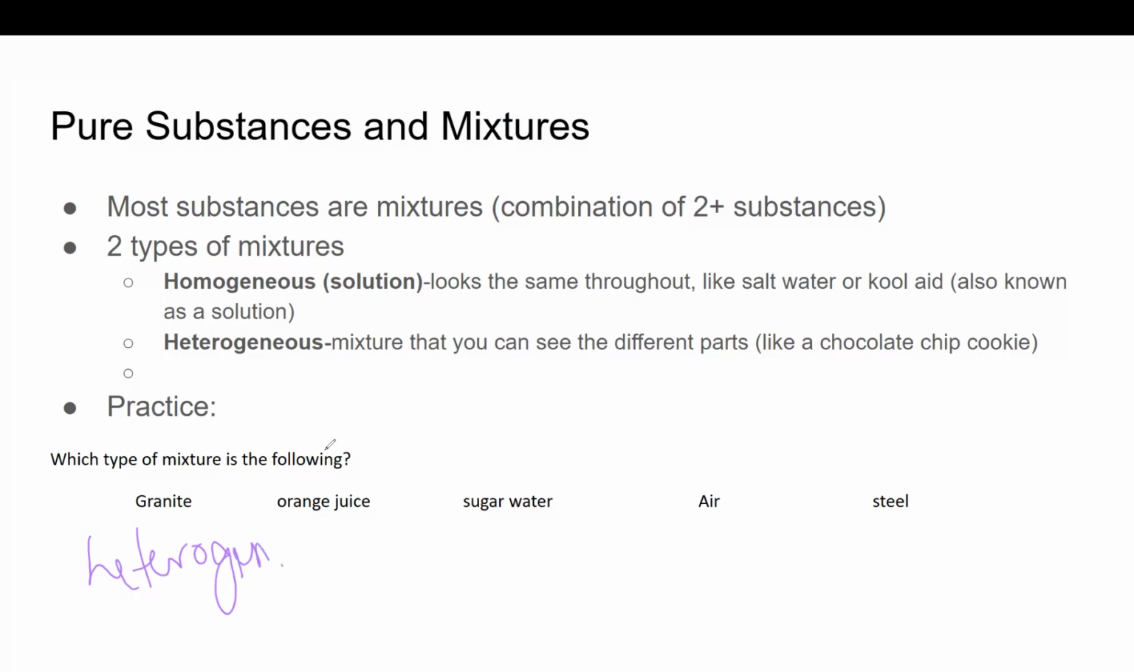Orange juice. Orange juice, if it's been filtered, is going to be a homogeneous mixture, or a solution. Sugar water. You mix in the sugar, you let the glass sit. You can't see the sugar because it's all dissolved in the water. So this is a homogeneous mixture.